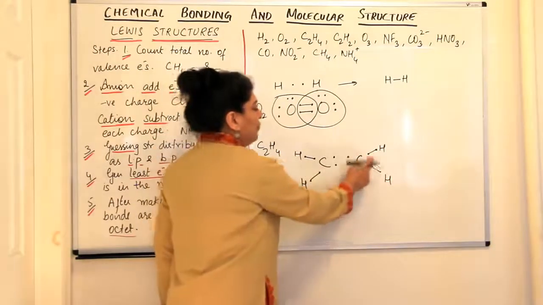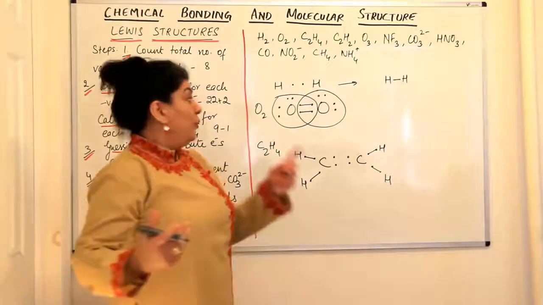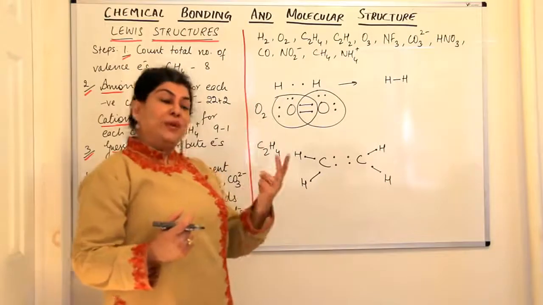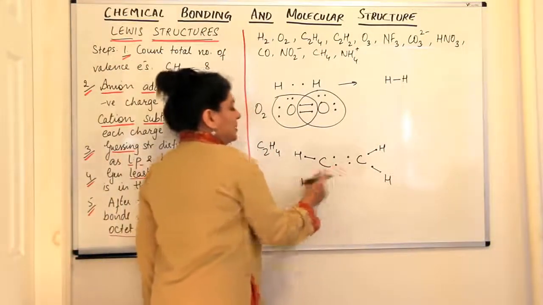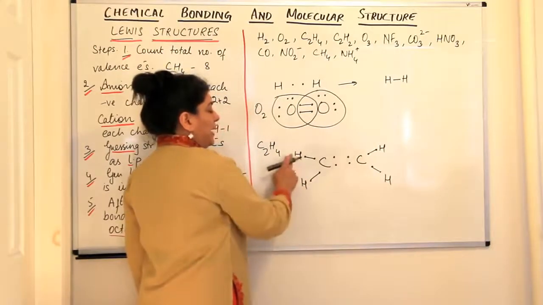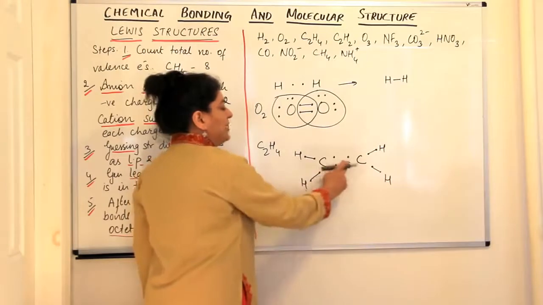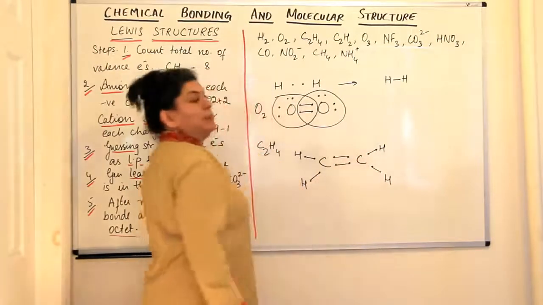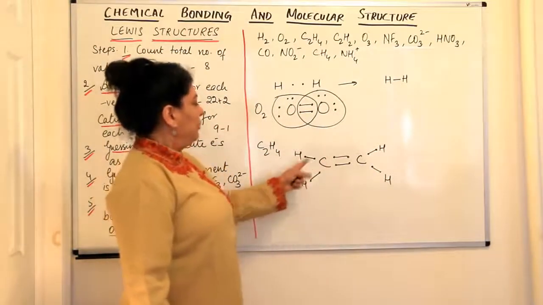So now carbon has 4 electrons plus 2 electrons of hydrogen, which makes it 6 electrons. Carbon still needs 2 electrons. So in order to get those 2 electrons, it should form 2 more bonds. And that it does with this. The situation is the same with this carbon. It has 4 plus 2, that is 6 electrons. It needs 2 more. It's easy. Both the carbons should form a double bond here. So the structure of ethene molecule would be like this.